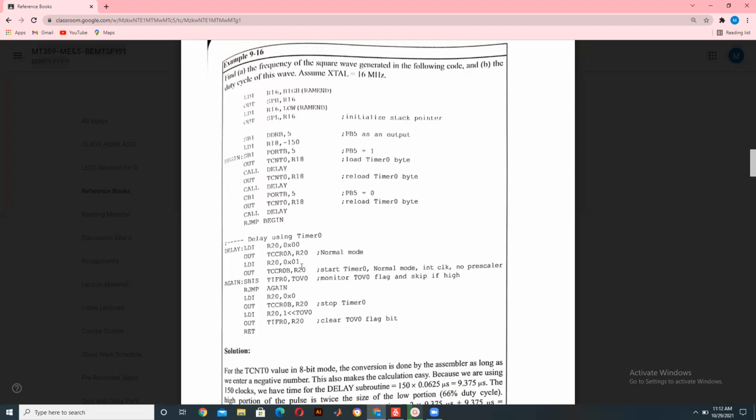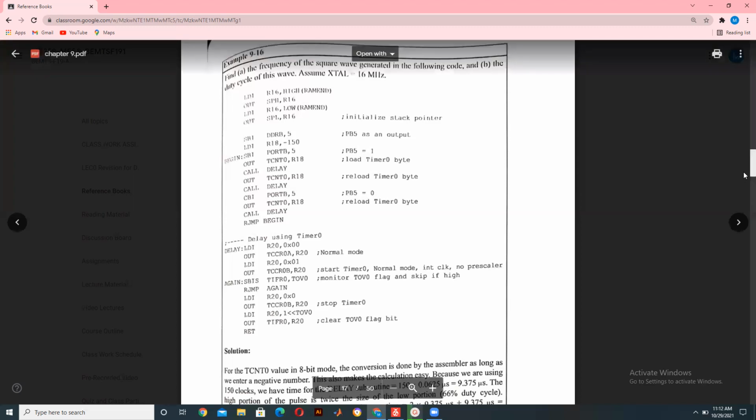Now timer 0, it is the highest timer we would be using, so 00 and 01, and the timer TOV flag is on and off.